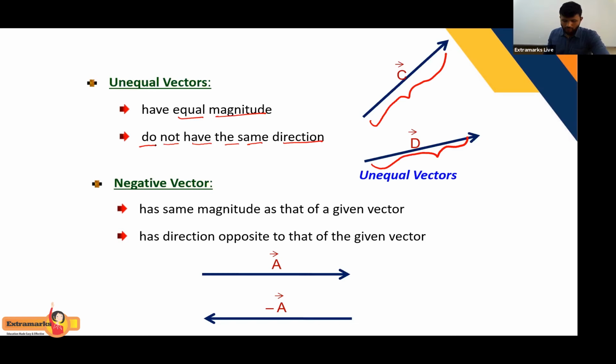Now, the next type of vector is the negative vector. A negative vector has the same magnitude but opposite direction. This is the difference between unequal and opposite, right? Unequal has any random direction, but the opposite will be exactly at 180 degrees to each other. So if there are two vectors, vector B and vector C, and I assume both to be of the same length, then I can write vector B equals minus vector C, because both are exactly opposite to each other.